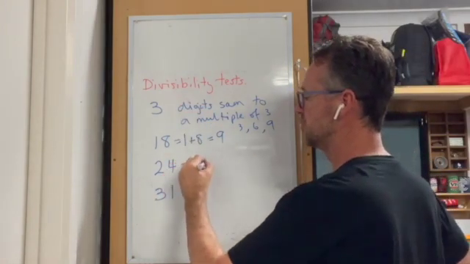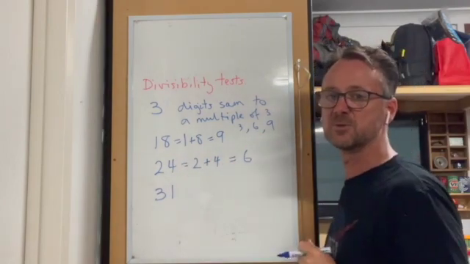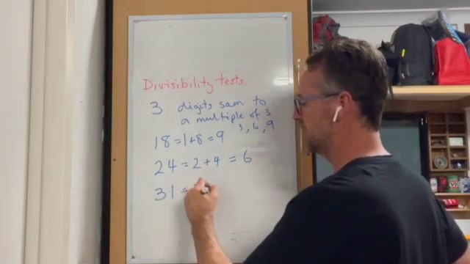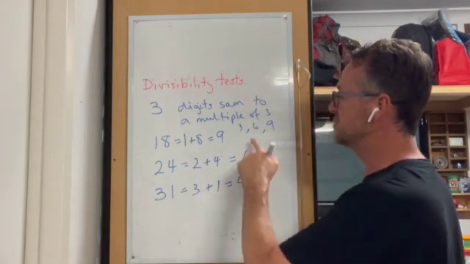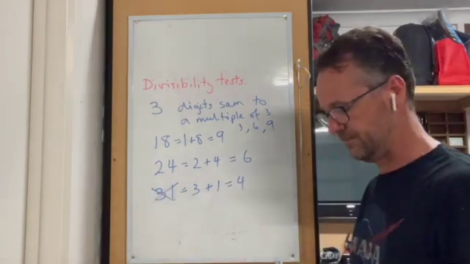24 is 2 plus 4, and that's going to equal 6. 6 is one of our multiples of 3, so yes, divisible by 3. 31 is 3 plus 1 equals 4. It's not one of our multiples of 3, so 31 is not divisible by 3.